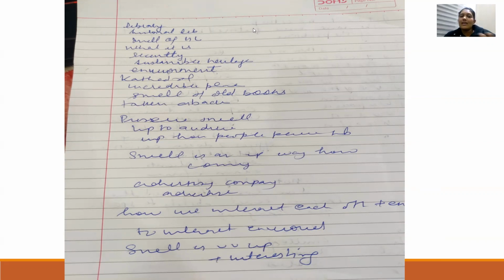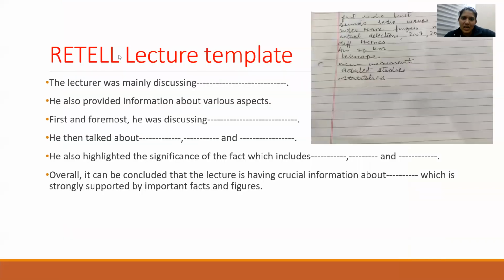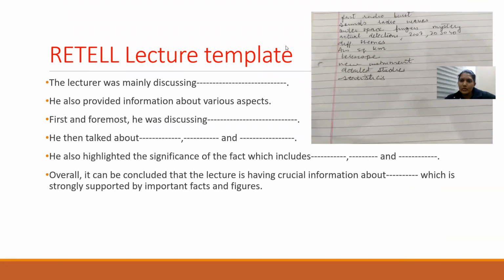And the final one, once you understand jotting down keywords, then the final step is insertion of keywords. Now let me take you to the final step for the Retell Lecture. Now see, with the same kind of template, same keywords, I'm going to show you how to use this template.